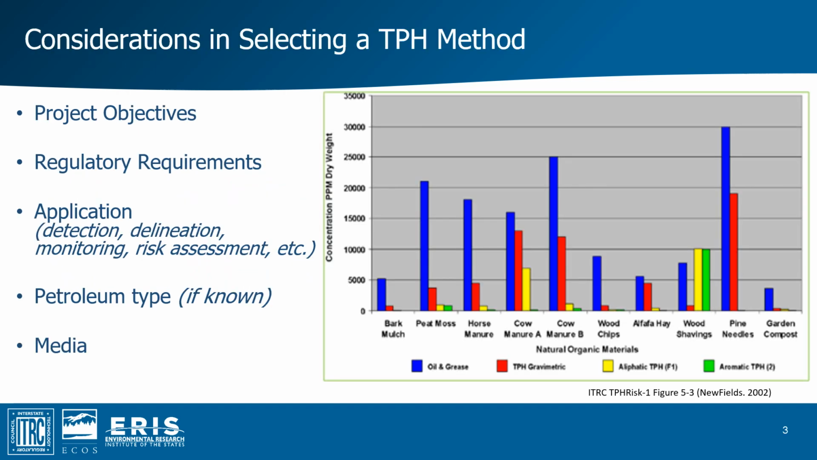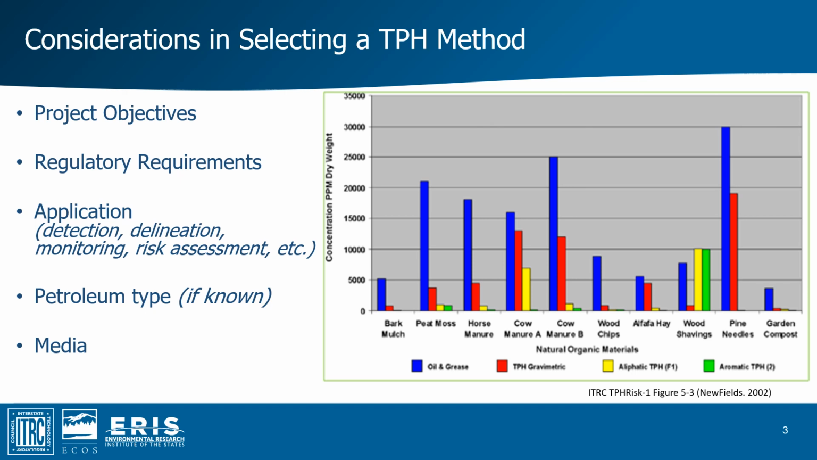TPH is a method-defined parameter, and since no method can do everything, you should consider the following items in order to select the most appropriate method. What are your data quality objectives and application? Are you looking to delineate the area of contamination or perform a risk assessment? These two objectives could require different analytical methods.